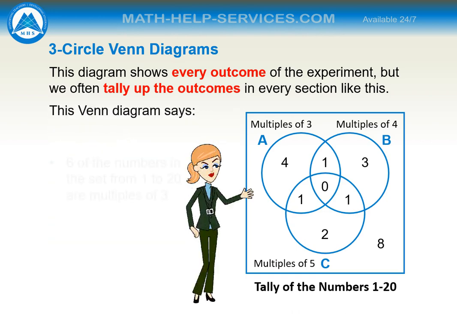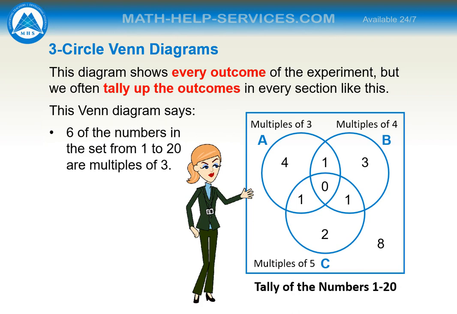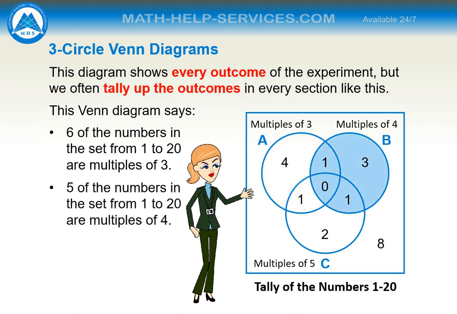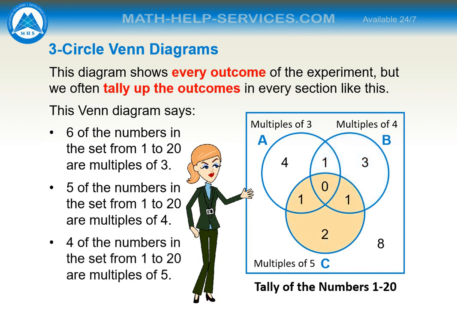This Venn diagram says 6 of the numbers in the set from 1 to 20 are multiples of 3. 5 of the numbers in the set from 1 to 20 are multiples of 4. 4 of the numbers in the set from 1 to 20 are multiples of 5.